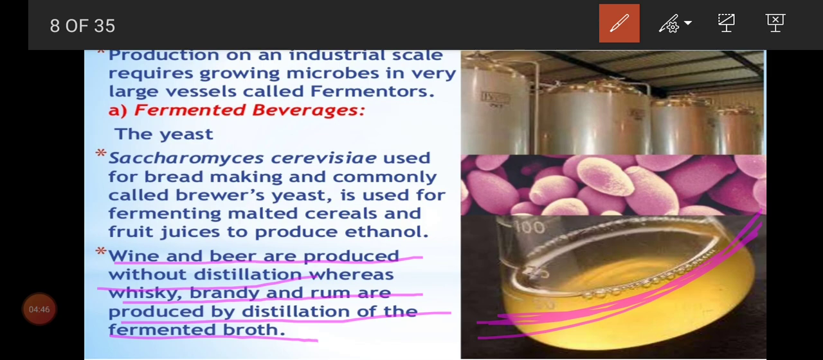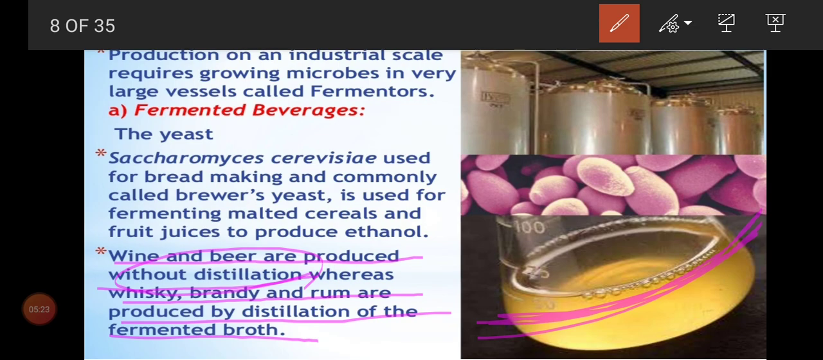If we filter the fermented medium, the fermented product as such, and consume it, we call it wine and beer. Here there is no distillation. We won't go for any distillation process. After fermentation we filter the nutrient-rich liquid and the fermented product, everything, and this filtered product we call wine and beer. We are not going for any distillation process.